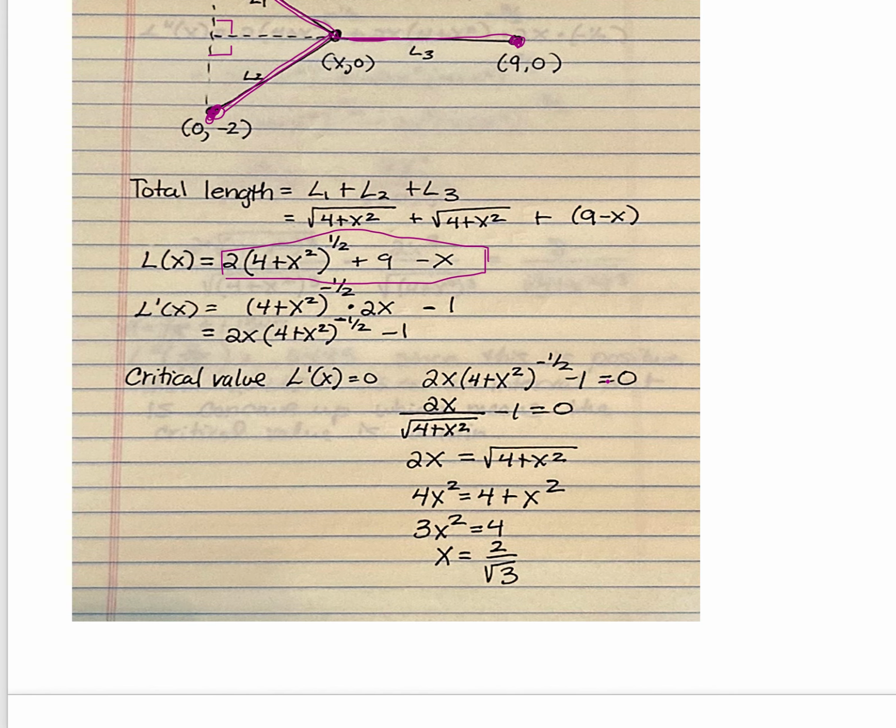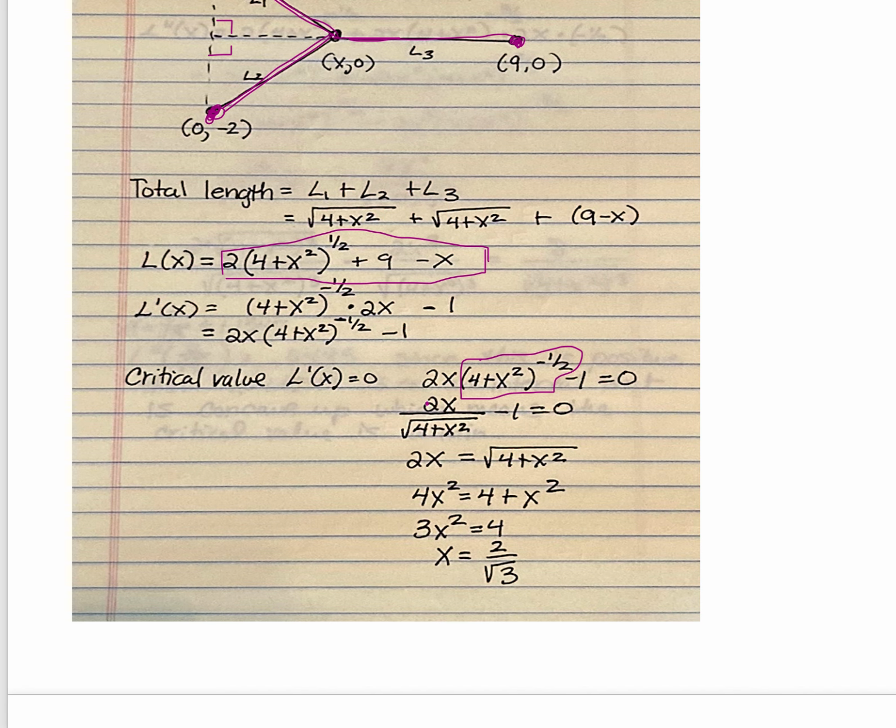When I set this equal to 0, if you notice, this piece right here is raised to the -1/2. So to make it a positive exponent, I wrote it downstairs in the denominator as the square root of 4 plus x squared. Now I'm sure there's different ways to go about doing this, but this is the way that I chose to do it.